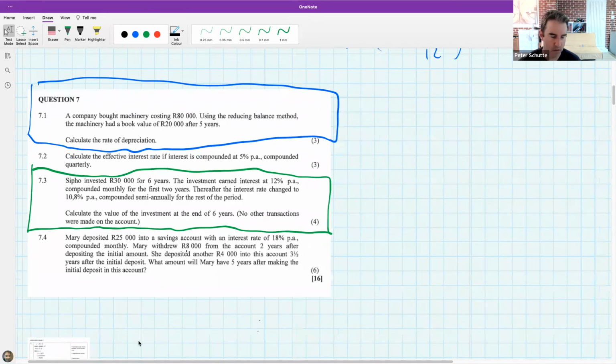Yeah, Lesego, let's go to your question. What's your question, Lesego? You can unmute. Will we ever get a question asking for the nominal interest?